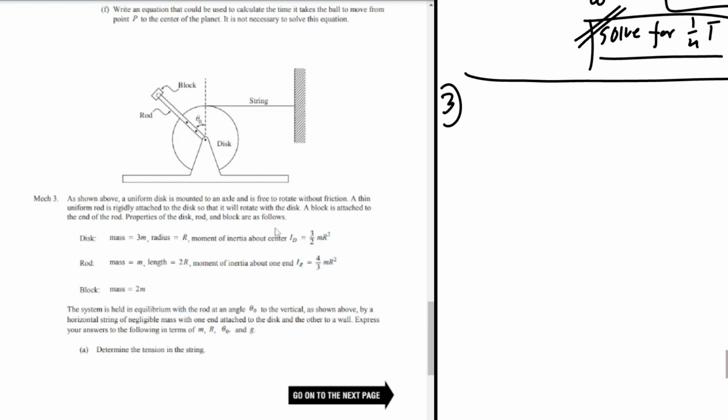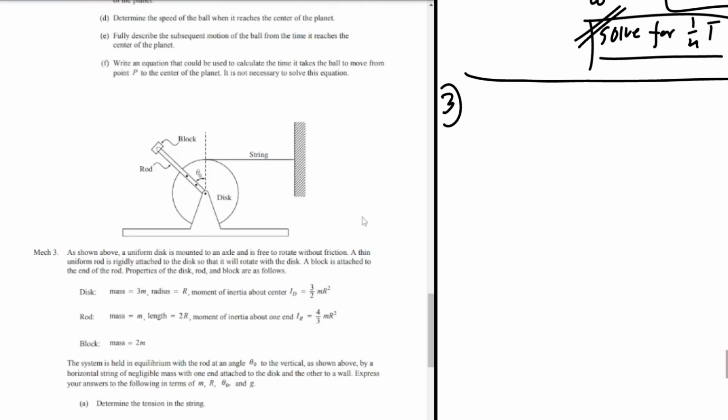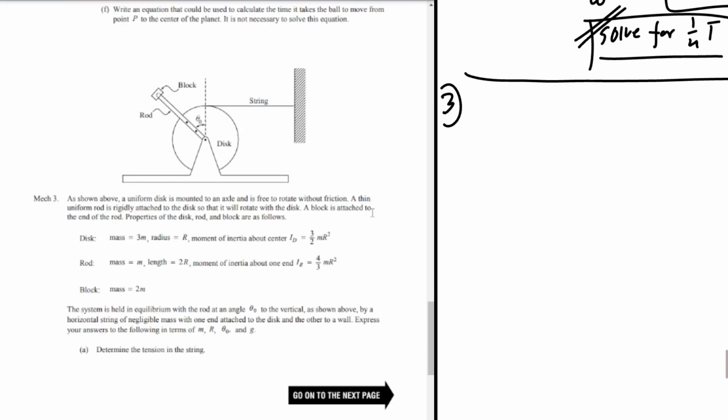The rod has mass m and length 2r, so its center of mass is in the middle because it's a uniform rod. And the block has mass 2m. It has no radius, so it's negligible, a point mass. The system is held in equilibrium with the rod at an angle theta naught to the vertical, as shown above, by a horizontal string of negligible mass with one end attached to the disk and the other to a wall. So this is tangent at 90 degrees. Express your answers in terms of m, r, theta naught, and g.